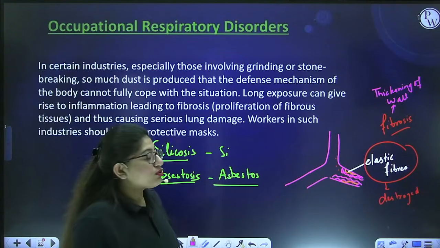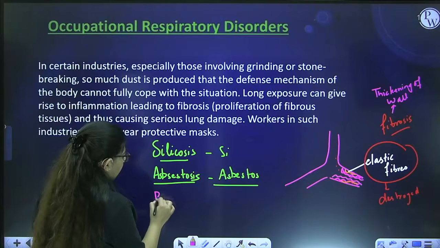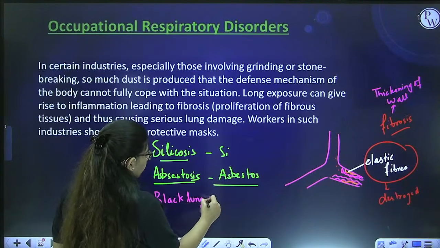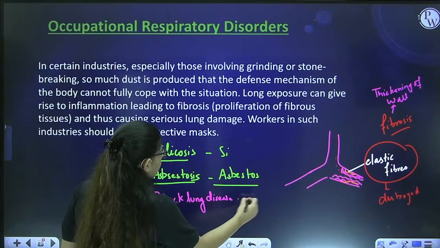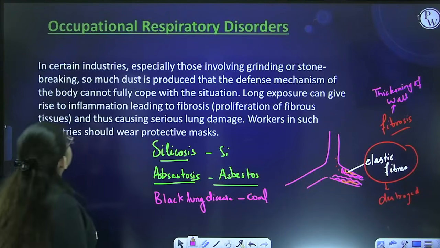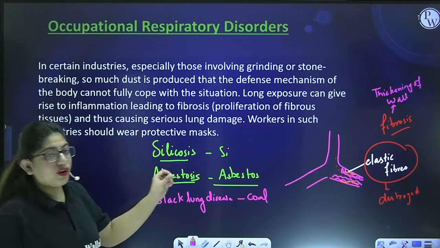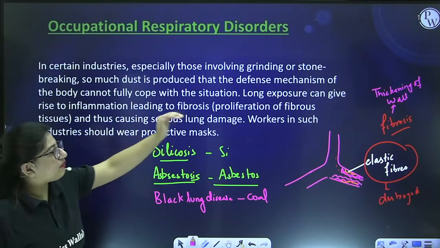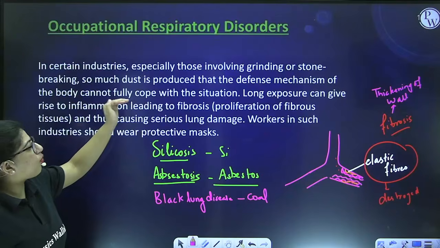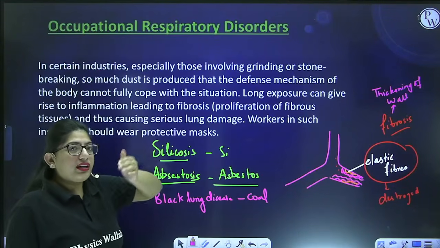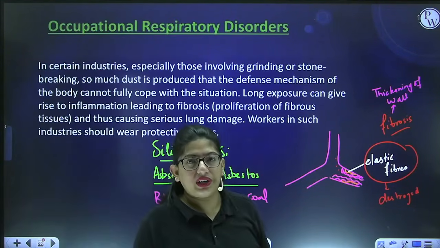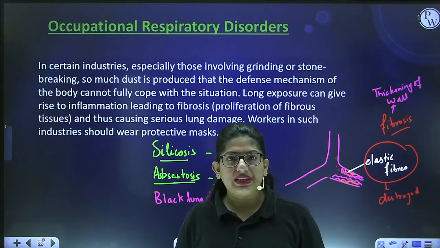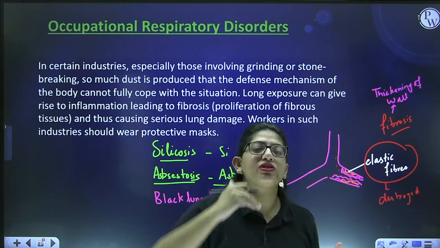This can also be seen in the disease black lung disease, in people who work in coal mines. So in certain industries, especially those involving grinding or stone breaking, so much dust is produced that the defense mechanism of the body cannot fully cope with the situation. Earlier, with one or two exposures to the dust, you can go to a factory and get exposed, but you will not get a disease. The constant exposure will cause a disease.